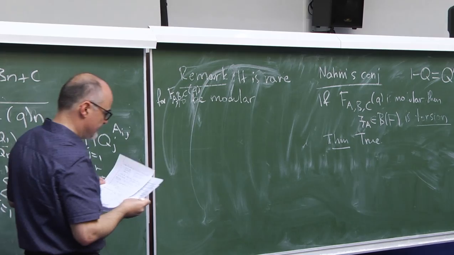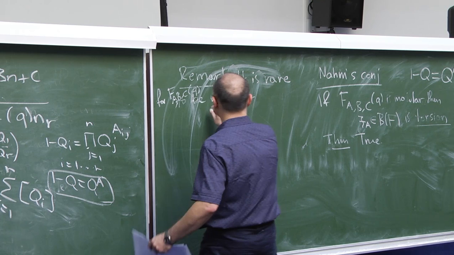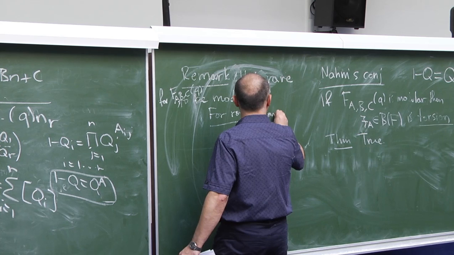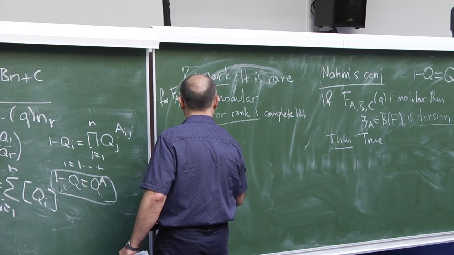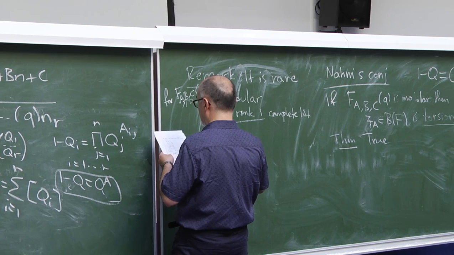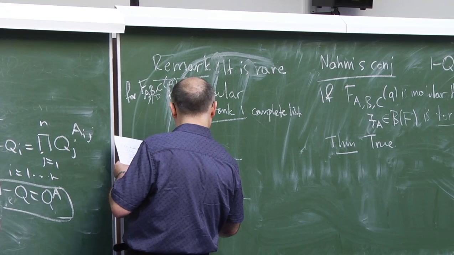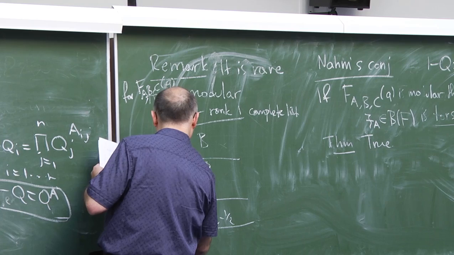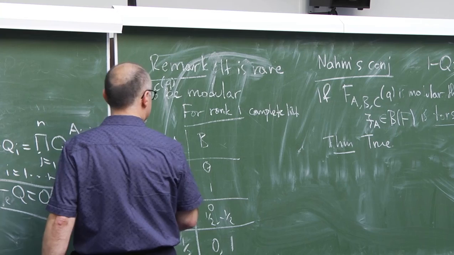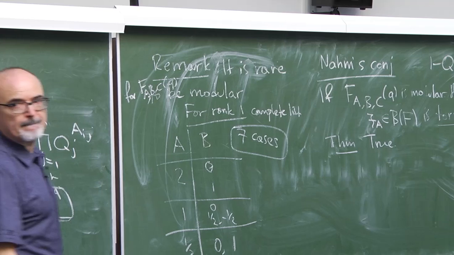Well, for rank 1, here's the complete list of modular Nahm sums. So A is either 2, B is either 0 or 1, or 1, 0, a half, minus a half, and 1 half, 0 or 1. There are 7 cases. Only those are modular and all others are not.